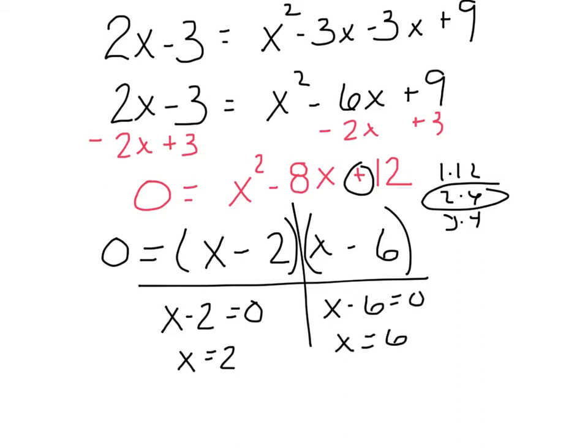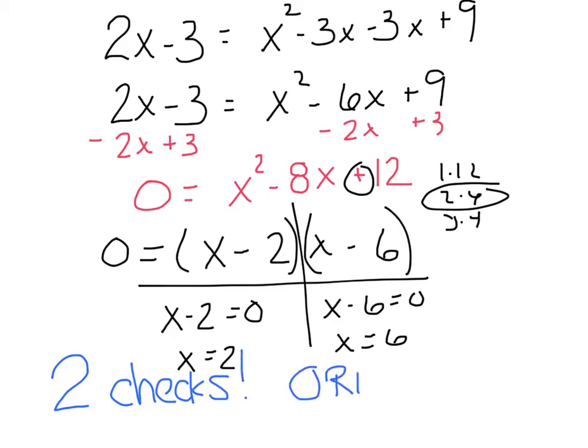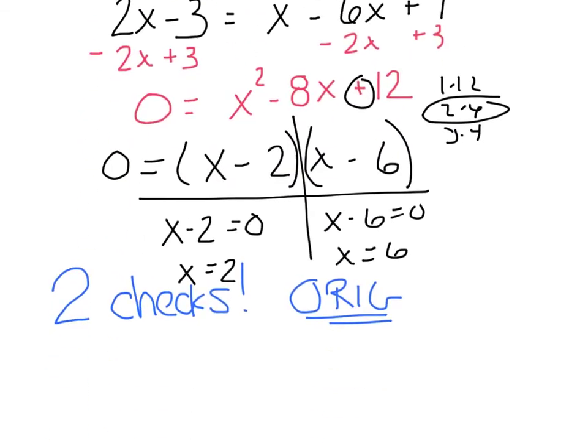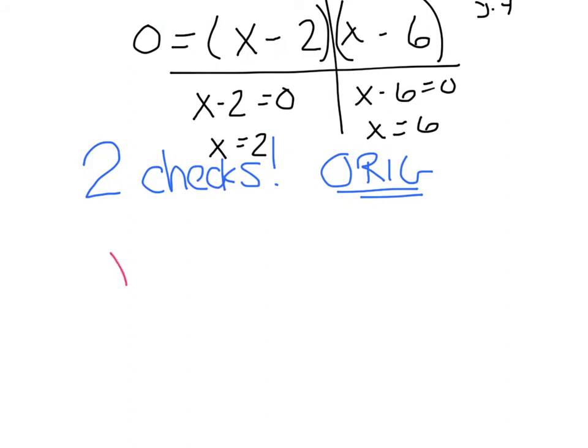Now, we've got two solutions, so that means we have to do 2 checks. I've got to check each one in the original. So I've got to actually scroll to my original. That was the square root of 2x minus 3 equals x minus 3. And I have to make sure they both check.